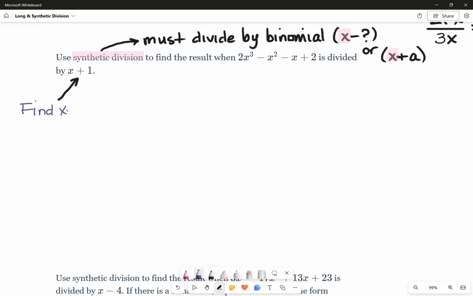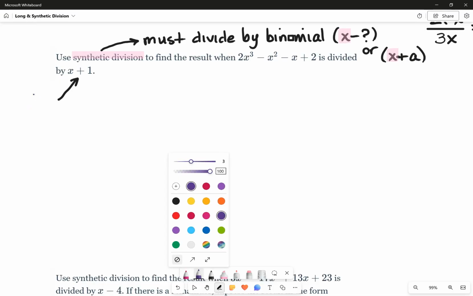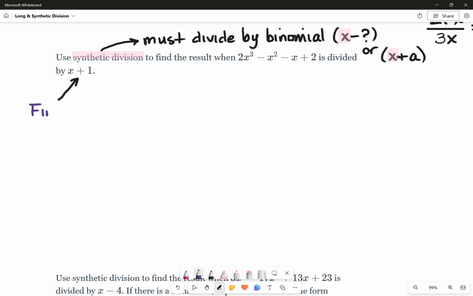Why? Because the first thing you're going to do is find your x-intercept. Actually, let me make this a little bit thicker. Hold on one second. I want to make sure everybody's seeing these instructions. You need to find the x-intercept. So just like you've been doing all along, you are going to take your x plus 1, set it equal to 0, subtract 1 on both sides. And so my x-intercept in this case is x equals negative 1.